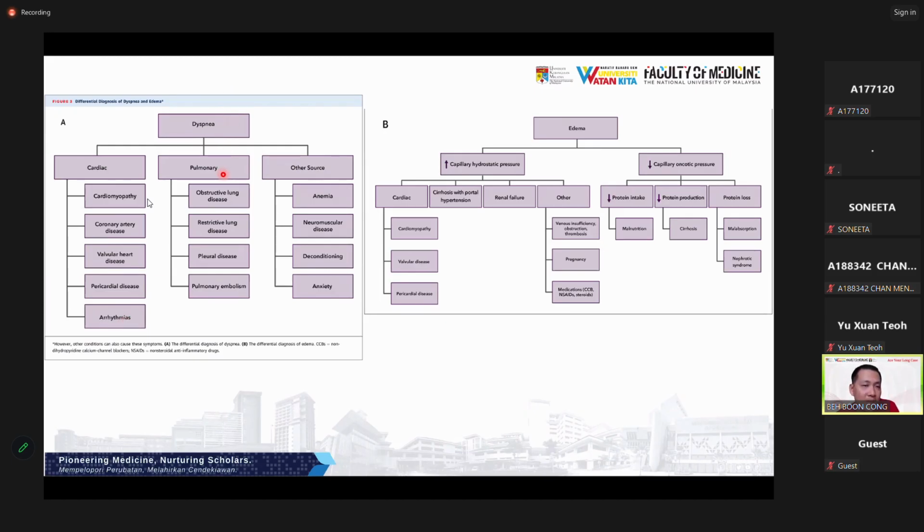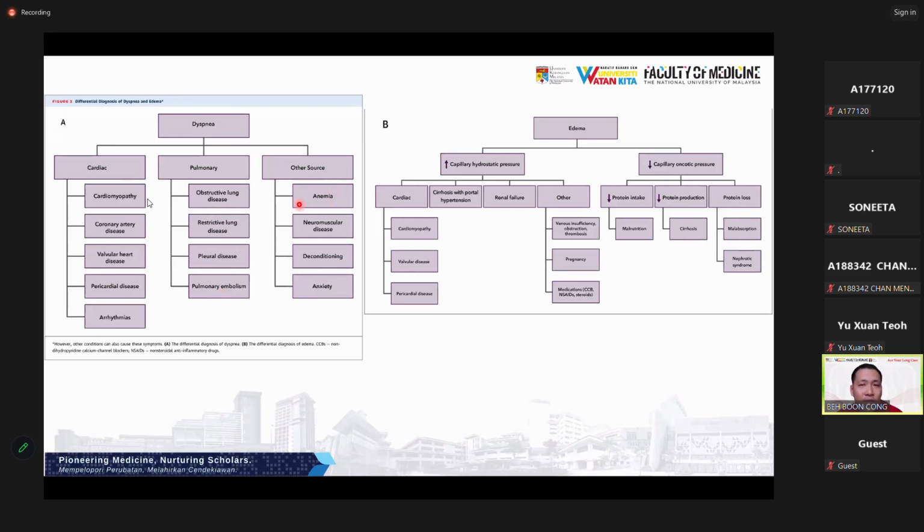For the pulmonary, it can be because of obstructive lung disease, which is your COPD and also your asthma. And restrictive lung disease, meaning the patient has any underlying anatomy that can contribute to it, for example, your scoliosis. Whether any pleural problem or chronic pulmonary embolism can contribute to the symptoms.